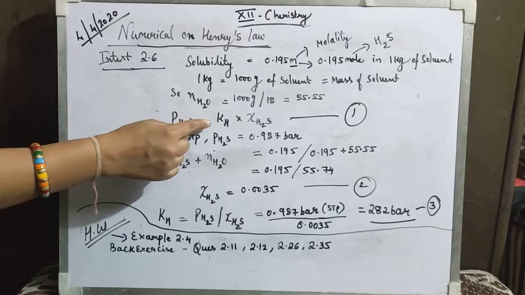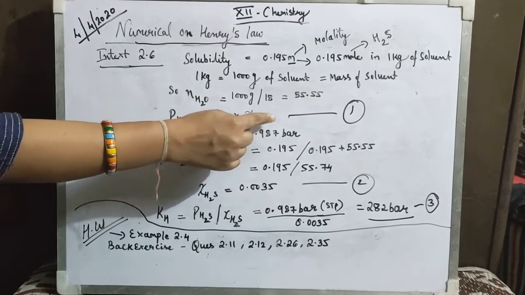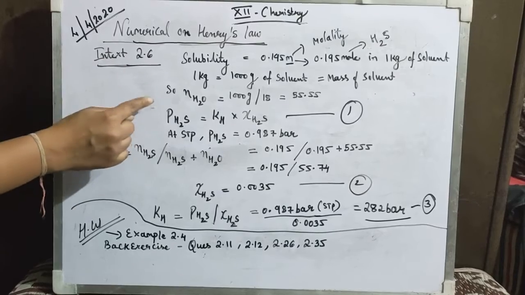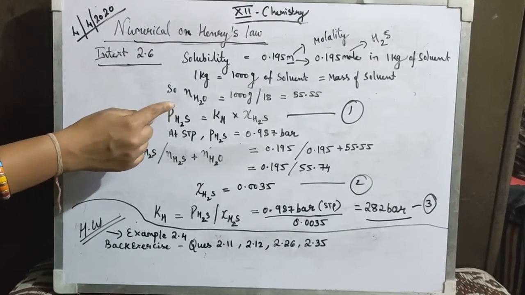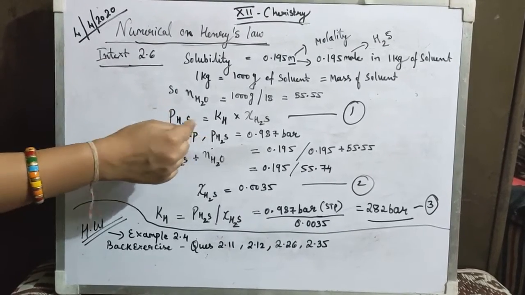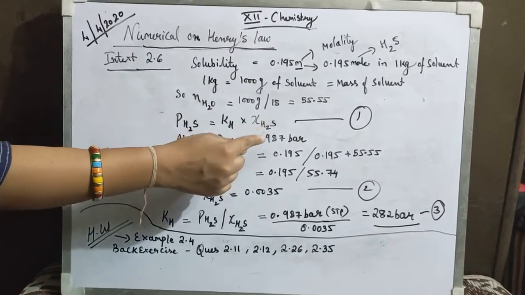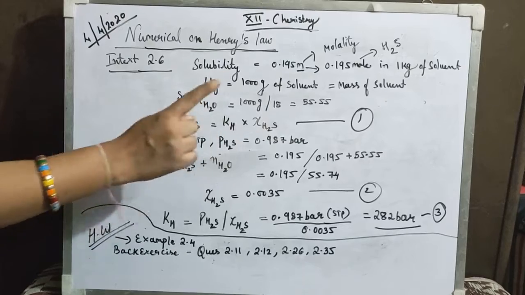Then you write the formula for Henry's law in terms of hydrogen sulfide. Partial pressure of H2S equals Kh into mole fraction of H2S. So at standard temperature and pressure, in this question we have not been given the partial pressure value of H2S. So I am writing that value, it is in bar, it's STP, it is 0.987. So you got the pressure value.